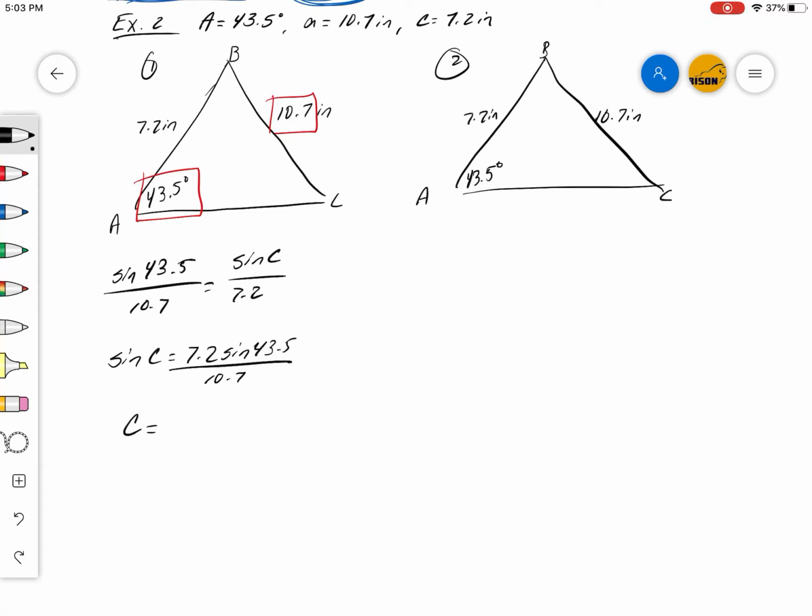Then after I take the sine inverse, C should give me whatever the sine inverse of all of that is, and I'm going to type that in. So sine inverse of 7.2 sine of 43.5 all over 10.7. That gave me 27.59. So I should actually go with 27.6 to round that up and make it right.